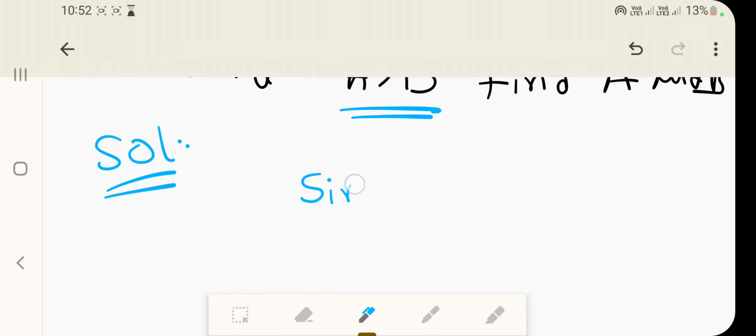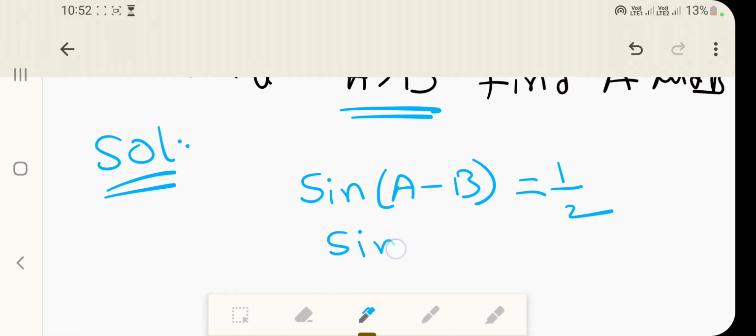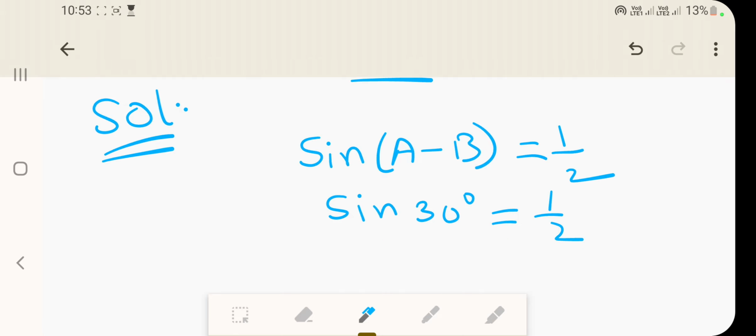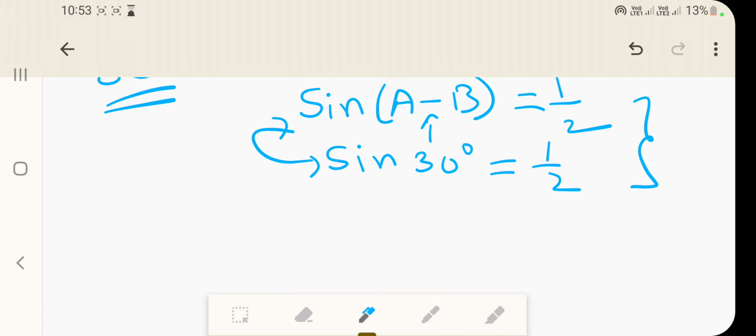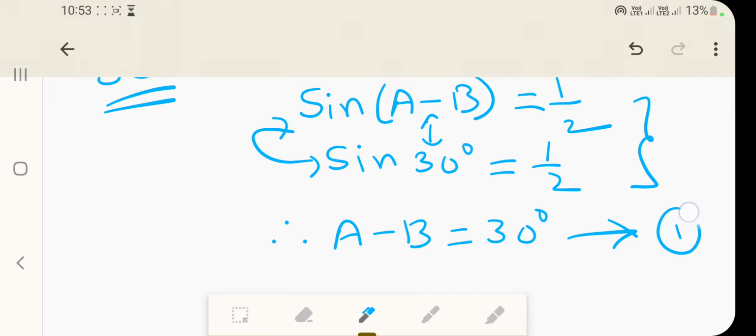Sine of A minus B is equal to 1 by 2. Now we have seen already in the previous lecture that sine of a specific angle, 30 degrees, is equal to 1 by 2. Now if you compare these two, sine of A minus B and sine 30, since the RHS are both 1 by 2, we can write that A minus B is equal to 30 degrees. You can take this as equation number 1.